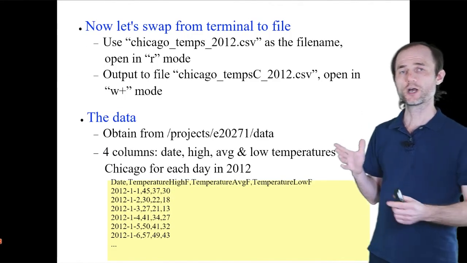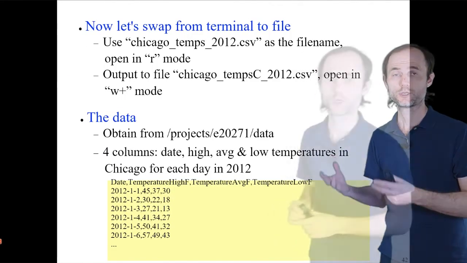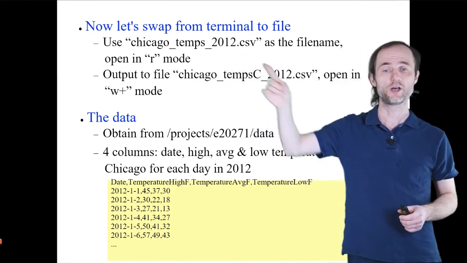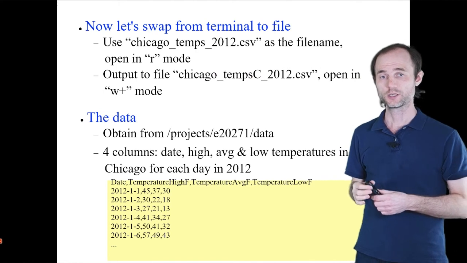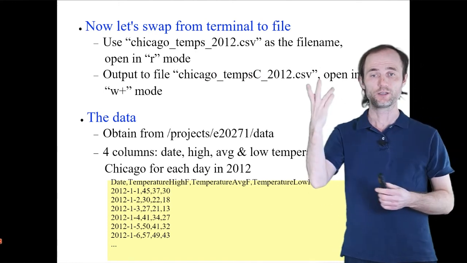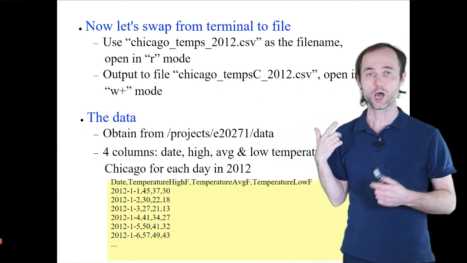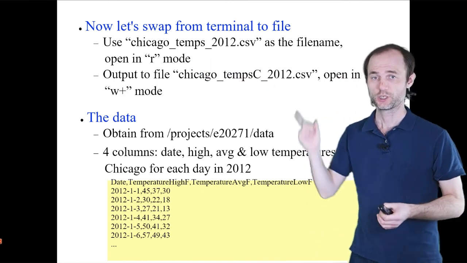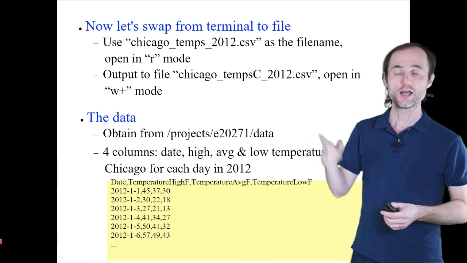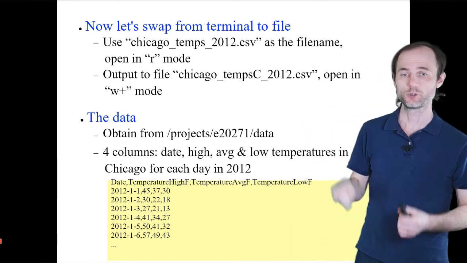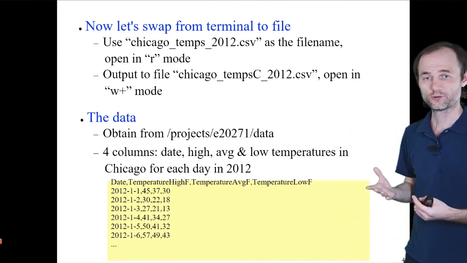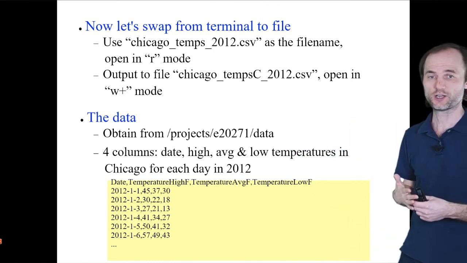So let's now try and input the data not from the terminal. We can use this file, which is a comma-separated spreadsheet, as the file name, and we will open it in the read-only mode, in the r mode. And we're going to output the result to this file that we will open in the w+ mode. So you can get this data from here, and there are four columns in this file.